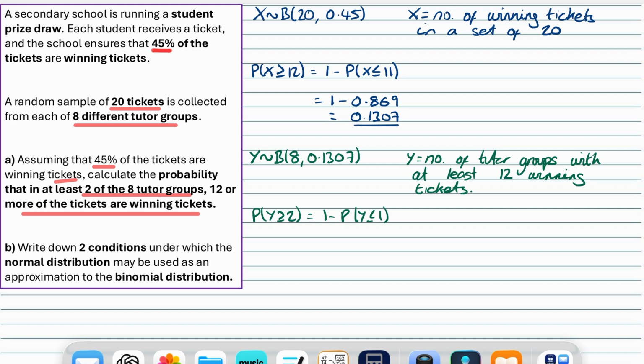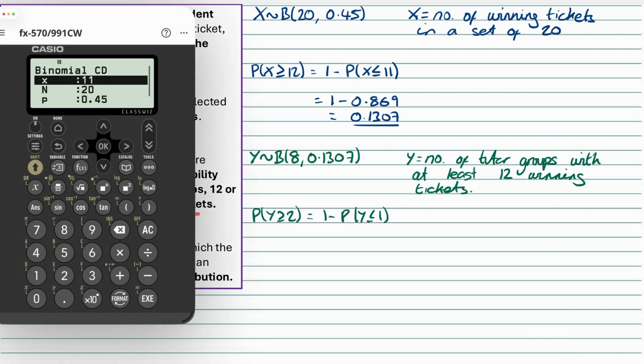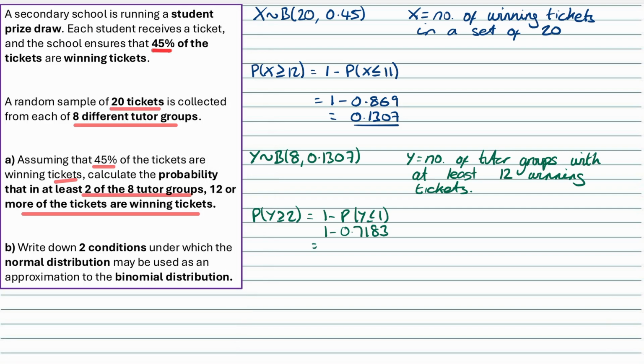So if we go back to our calculator, we want Y now as 1. The number of trials is now 8. And the probability is 0.1307. So we get the probability of 0.7183. So this will give us the probability of Y being greater than or equal to 2 as 0.2817. Okay?